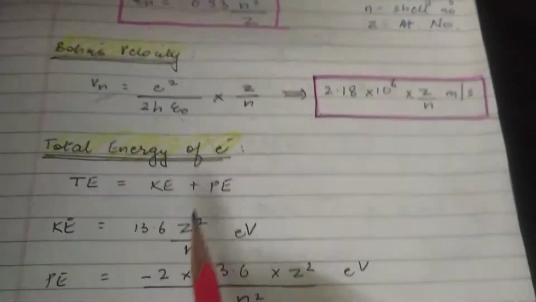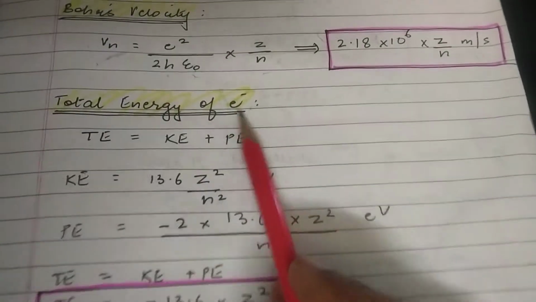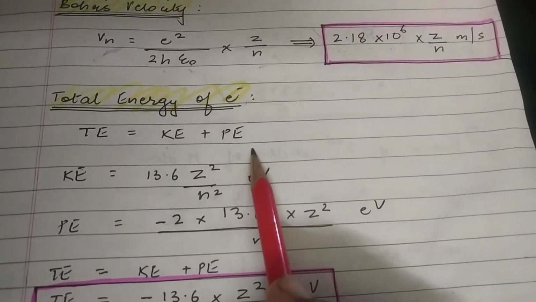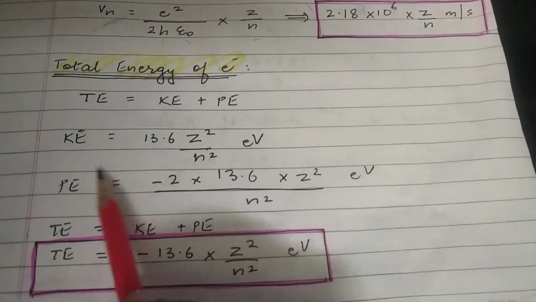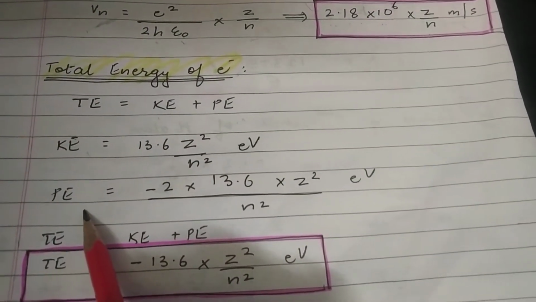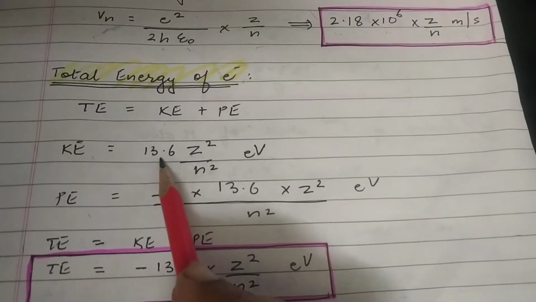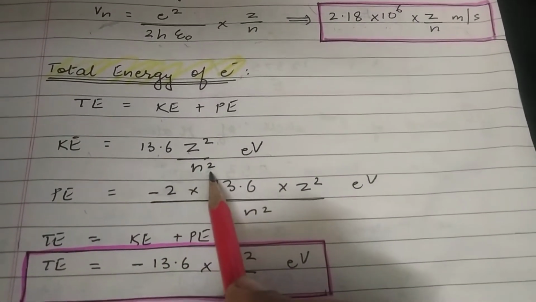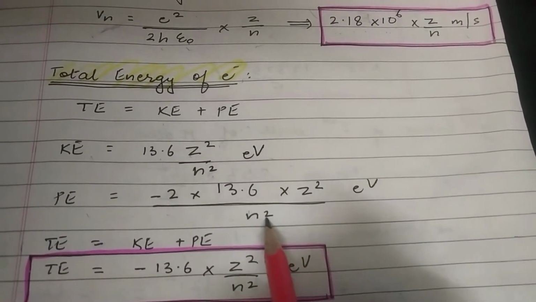Now the total energy with which the electron is revolving, or the total energy possessed by the electron, is equal to the kinetic energy plus the potential energy. Students, these are the terms that have been worked out for kinetic energy and potential energy. You can see over here. Kinetic energy is 13.6 Z square upon n square. Potential energy is minus 2 into 13.6 Z square upon n square.